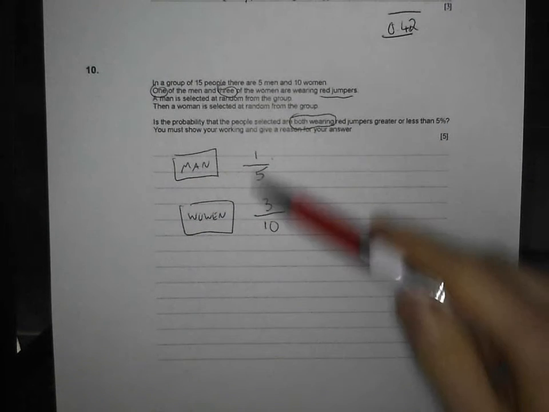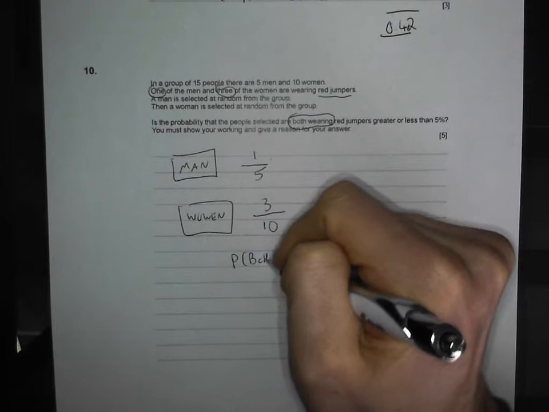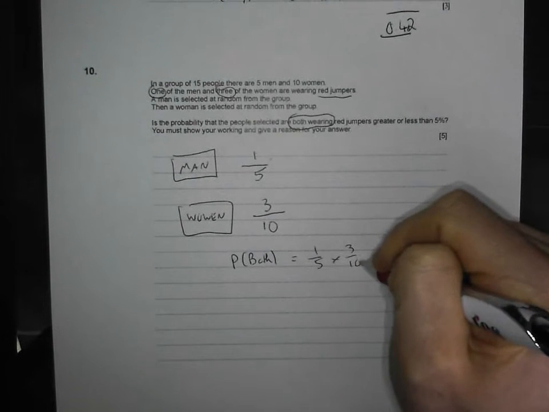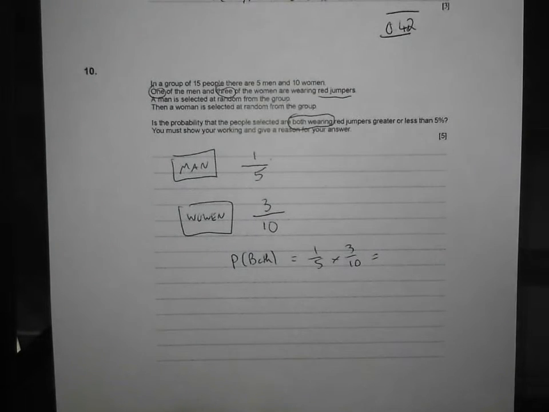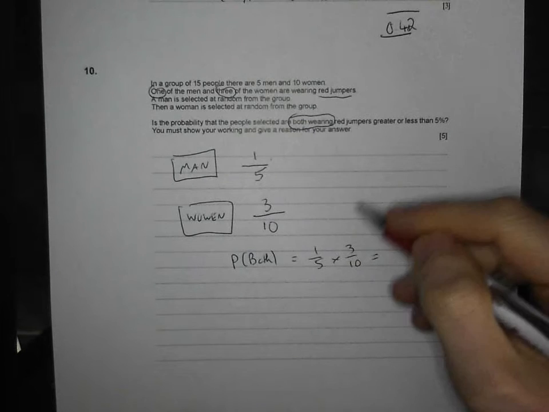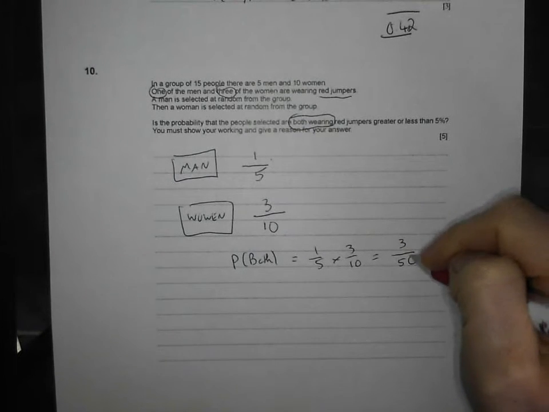Now, just like in tree diagrams, if you want the probability of something happening and something else happening, and they're independent from each other like this, you're going to multiply them together. So the probability of them both is going to be 1/5 times 3/10. If you know your rules for multiplying fractions, multiply your numerators, multiply your denominators. 1 times 3 is 3, 5 times 10 is 50.